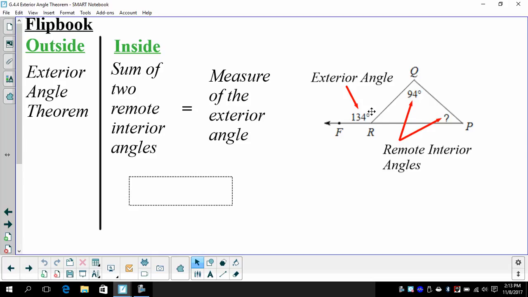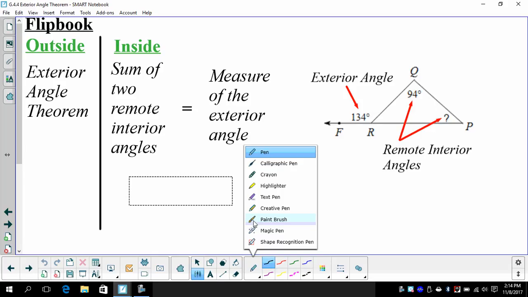And what happens is we get this angle that forms outside of the triangle, and we call that an exterior angle. We also have three angles inside the triangle, two of them specifically that are not next to that exterior angle that I'm talking about. That's these guys, 94 and question mark in this example. We call those remote interior angles. They're remote because they're away from the exterior angle that we're looking at specifically. They're interior because they're inside the triangle.